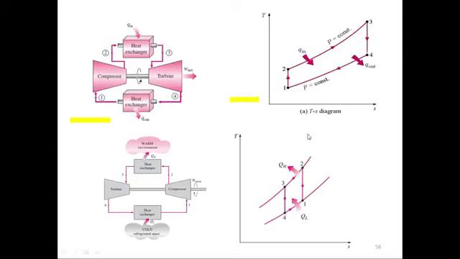Like in the gas power cycle, the compression is supposed to be isentropic and expansion is isentropic. Same here, the compression is isentropic and the expansion is isentropic, but the other two processes are isobaric processes. Okay, now moving on.